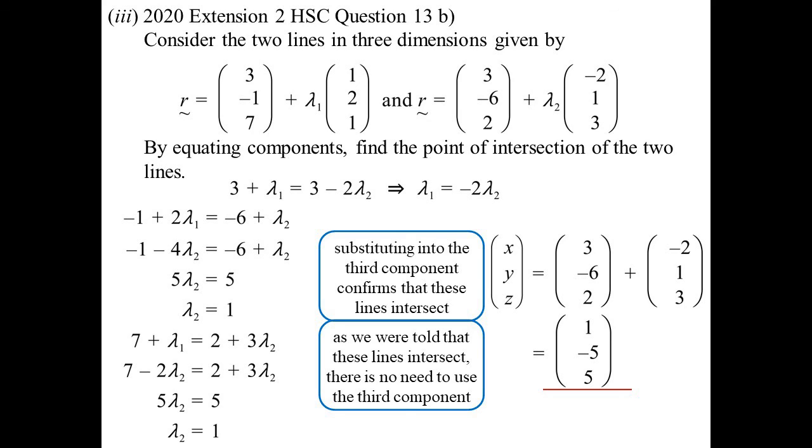I can substitute in, well, lambda 2 or lambda 1. Which one did I do? I substituted in lambda 2 into the second one, add across, and we've got our point. There it is, 1, minus 5, 5. Oh, I wrote it as a column vector. I probably should have written it, because they asked for the point, as (1, minus 5, 5).